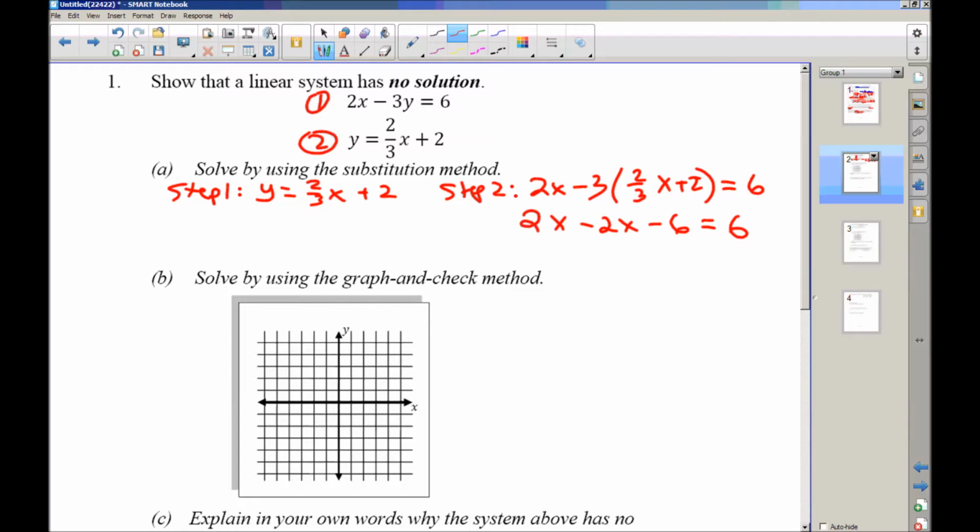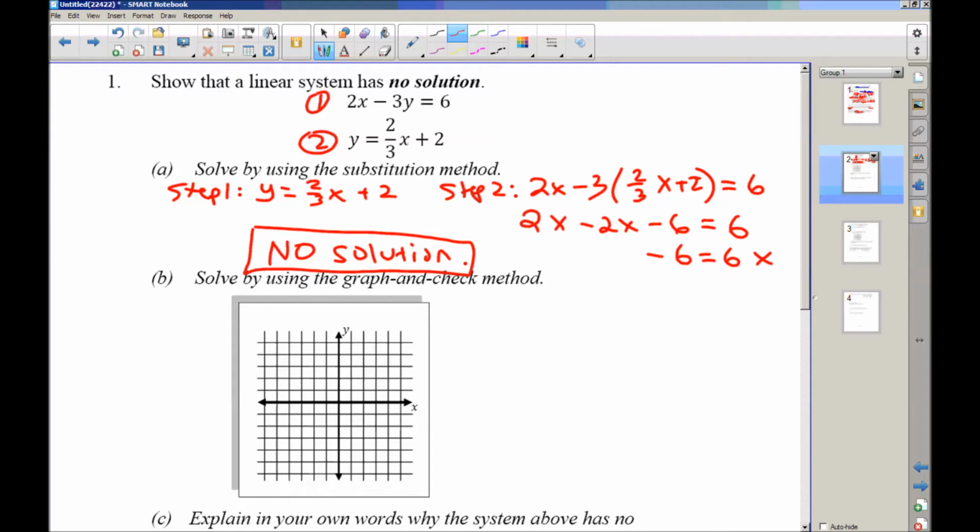All right, so when we collect our x's together, they all go away, so we just end up with negative 6 equals 6. So obviously negative 6 is not equal to 6. So just like when we solved equations and all the variables canceled out, we did the same thing here, and what was left was a false statement. We wrote no solution. So that's exactly what we would write for this one, no solution.